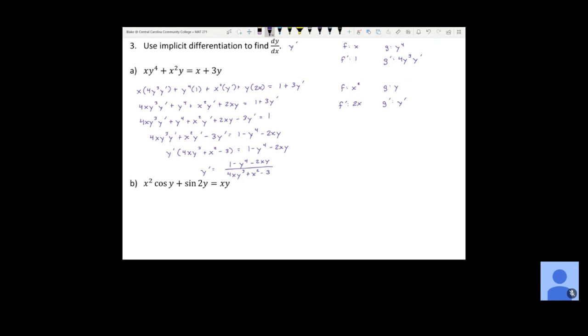Again, if you happen to move your y primes to the right and everything else to the left, all of those signs would be the opposite of what they are here. Perfectly fine. And the order of the terms in the numerator and denominator doesn't matter either, right? So if you had those switched up, that does not matter. Any questions on part A now?